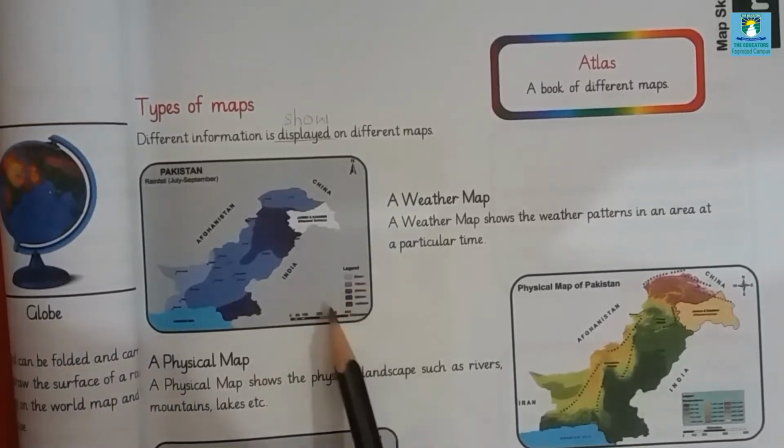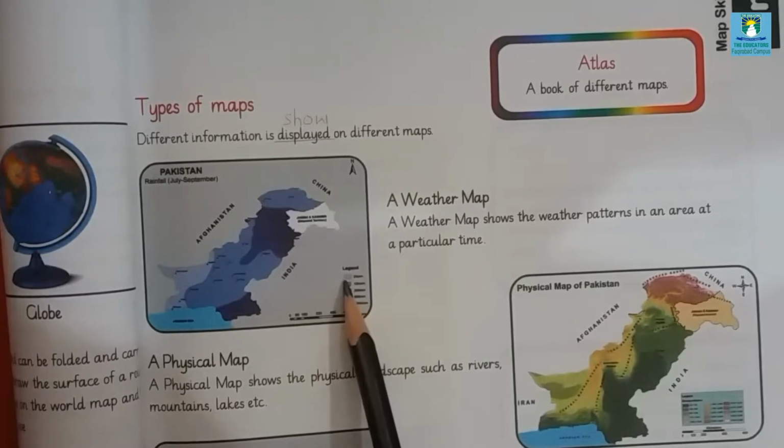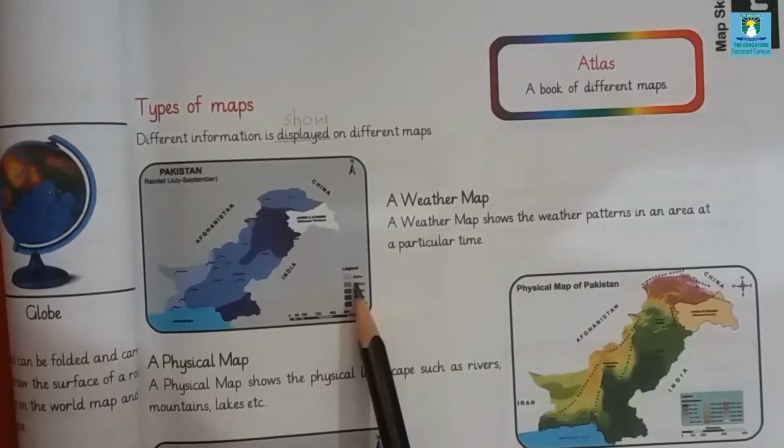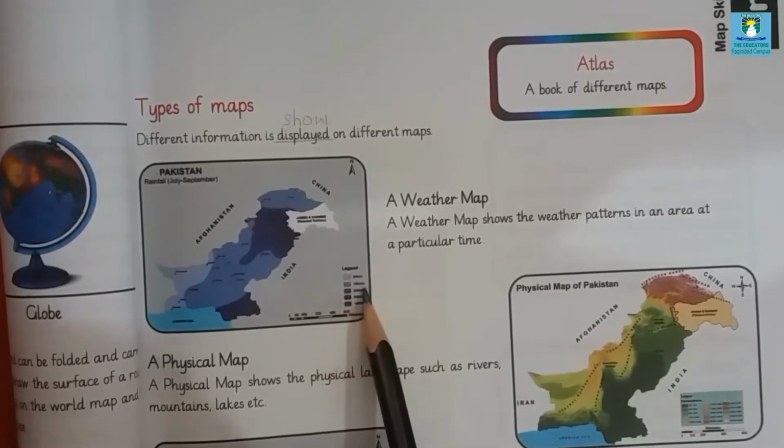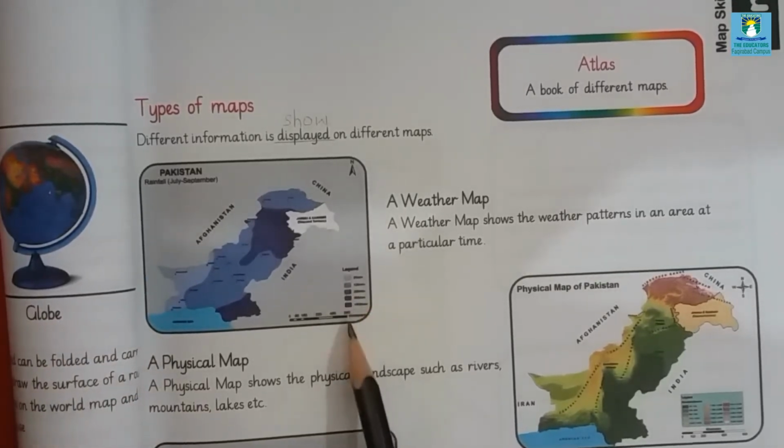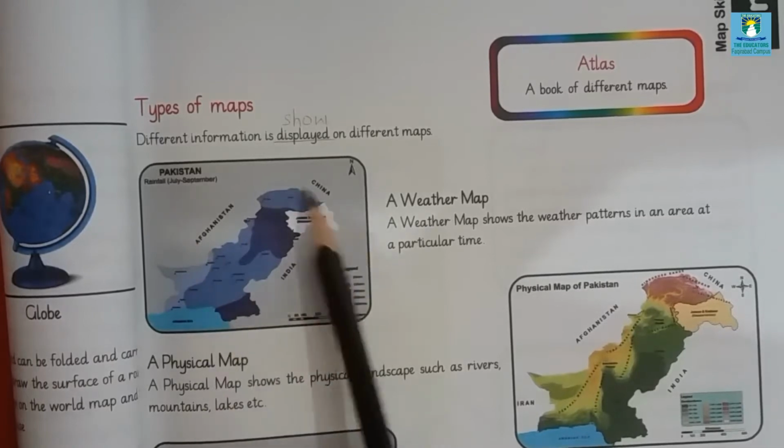Look at this legend. It is giving us information about light blue color is 25 millimeter. I think this is telling us about rainfall. Dark bluish color is 126 millimeter. So these colors show us the different rainfalls in different regions.